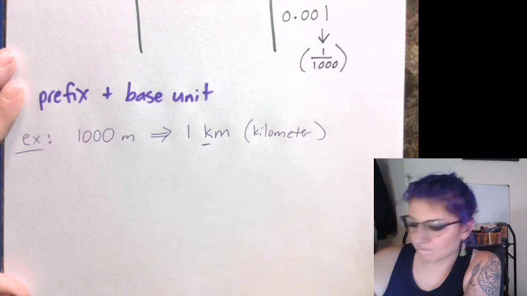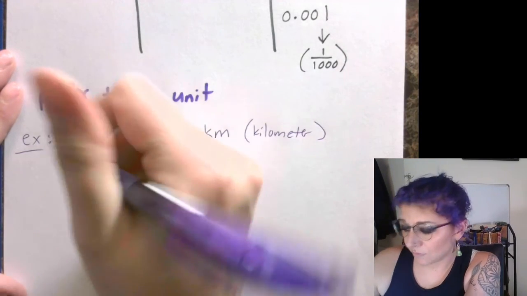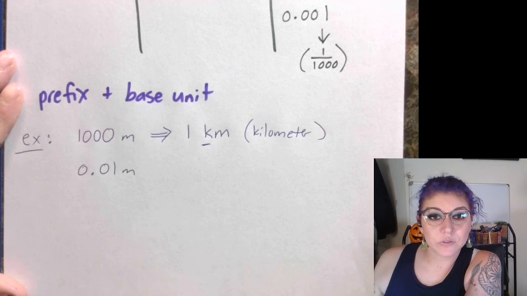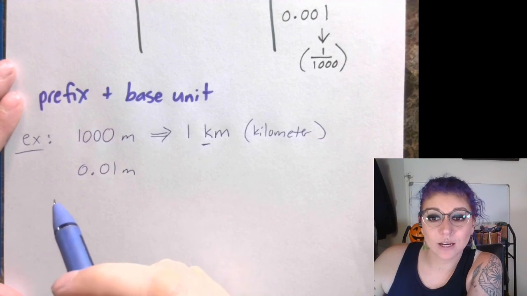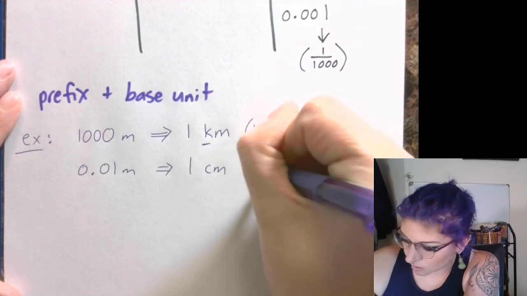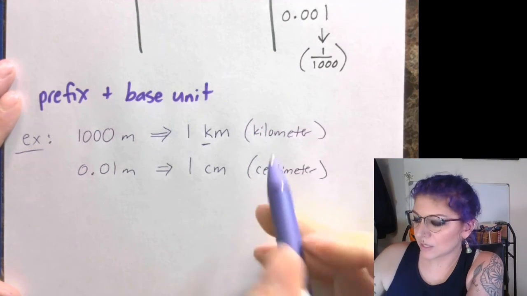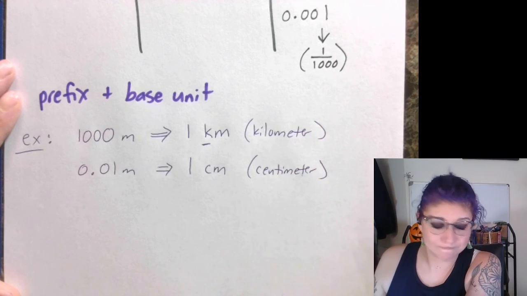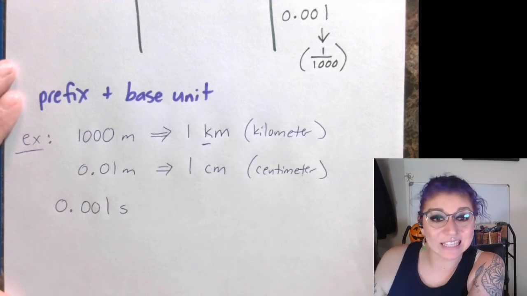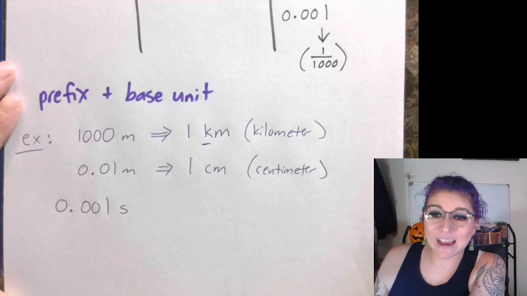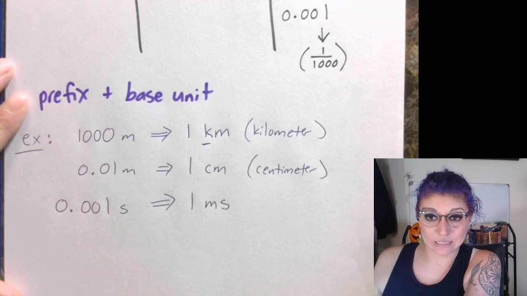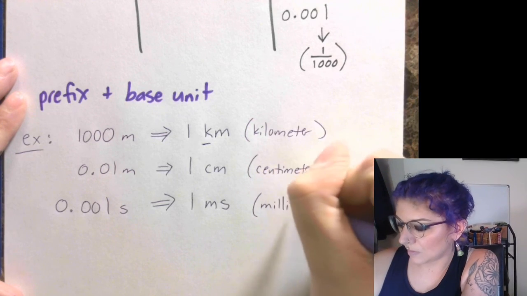Let's spell that out. What about if we have 0.01 meters? This is 1/100th of a meter, so this is 1 centimeter. You're going to see how I put the prefix with the base unit here. Let's say we have 0.001 seconds. This is 1/1,000th of a second. So here we're looking at 1 millisecond.